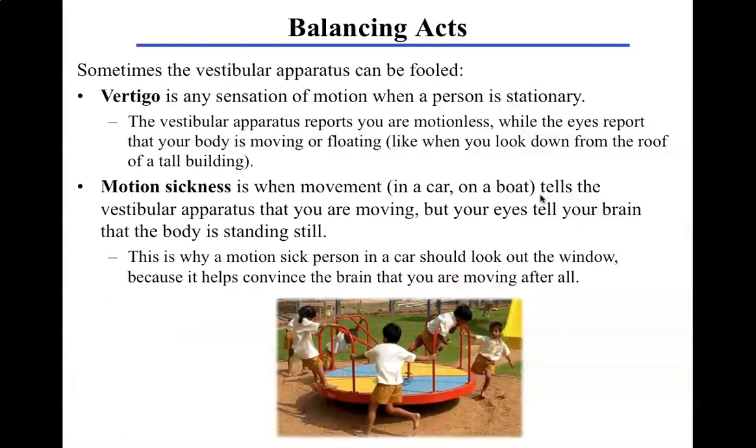So vertigo and motion sickness are two things that can happen when the signals from your vestibular apparatus and your eyes aren't in agreement. Vertigo is any sensation of motion in your brain, even though you're not moving.